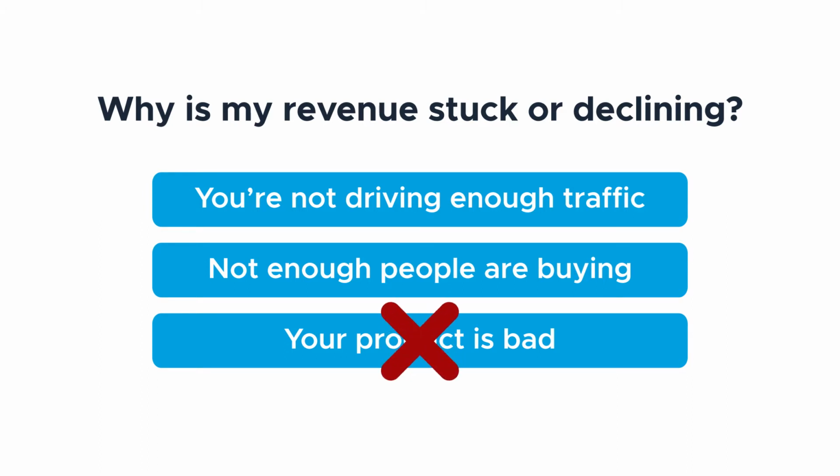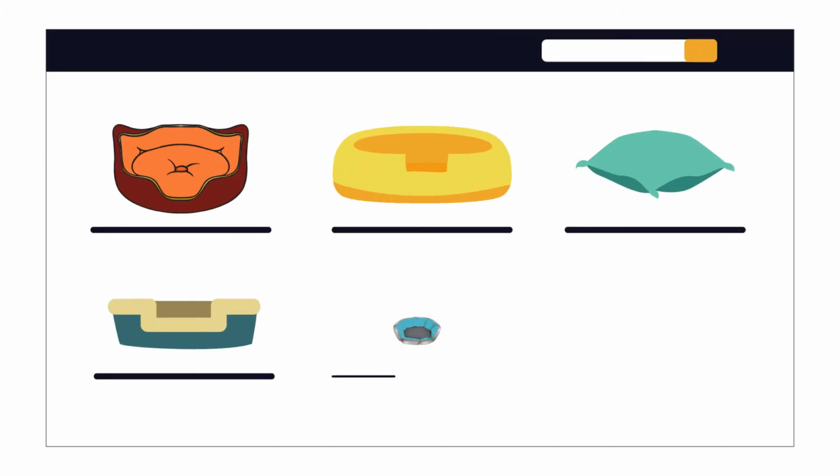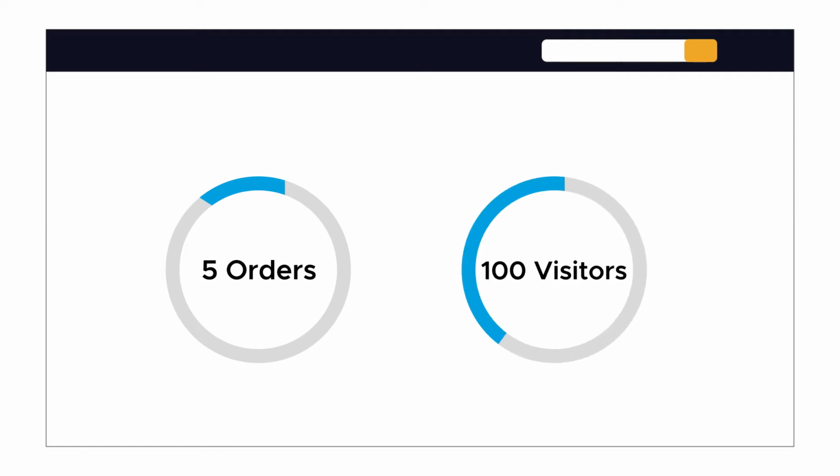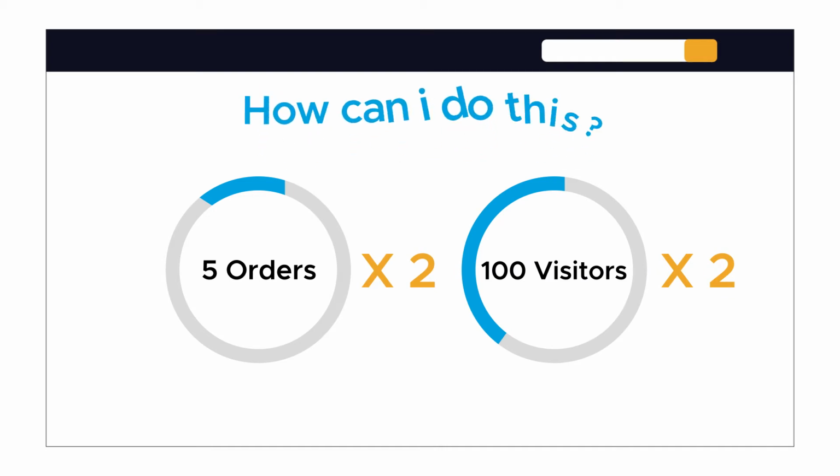Now, those of you who answered A or B, here's a simple thought exercise. Imagine I own a website that sells dog beds. My website has 5 orders a month and 100 visitors. Let's say my goal is to double monthly orders to 10 per month. How can I do this?